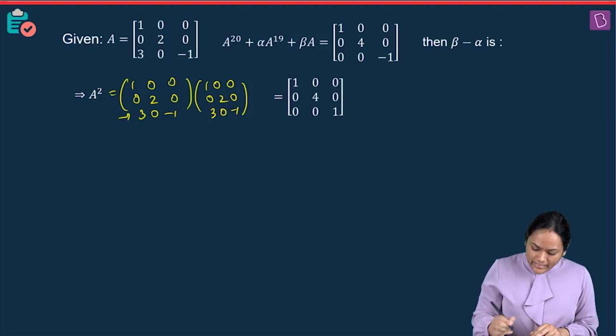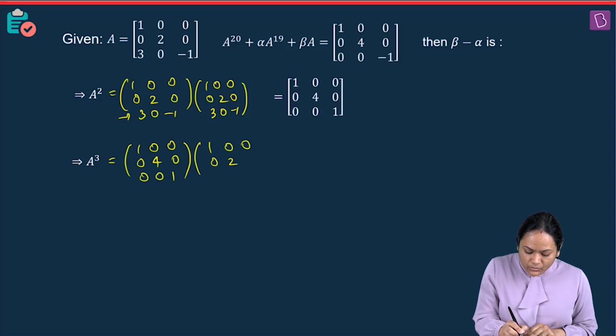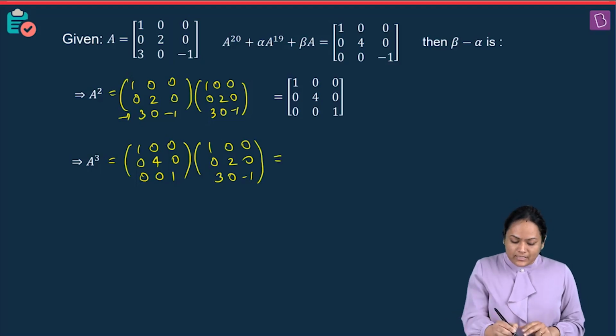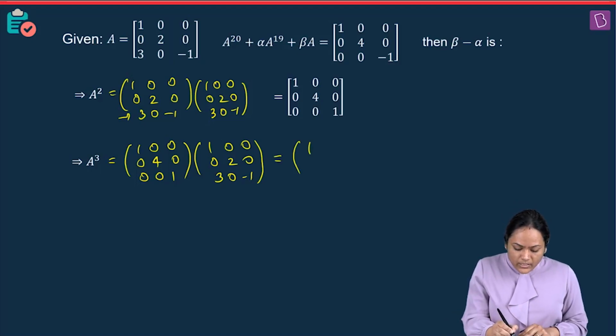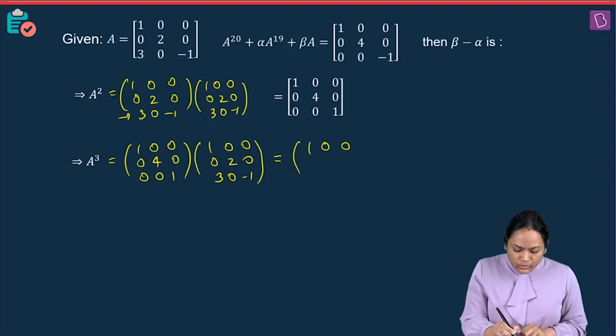Now, when I have to find A cube, I'll multiply my A square into A. So it is 1, 0, 0, 0, 4, 0, 0, 0, 1 multiplied by A, which is 1, 0, 0, 0, 2, 0, 3, 0, minus 1. Again, I hope you can multiply the matrices in the same way which we have done. So it's giving me 1 in the first one, then 0 and 0, right? Similarly, my second row is going to give me the first element 0. The next one is 4 into 2, 8. Again a 0. Then I have 3 with me, then 0 and then minus 1.